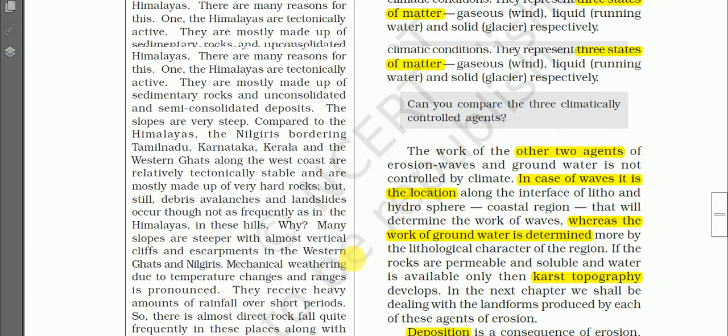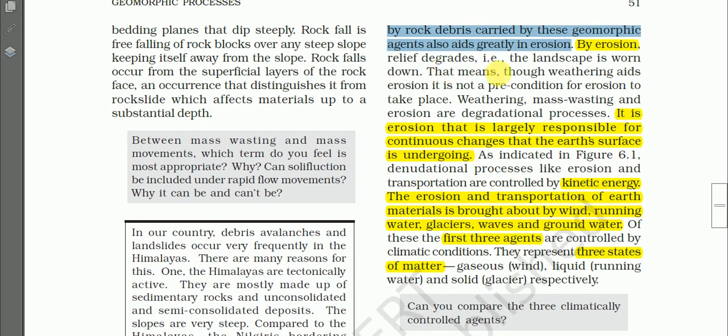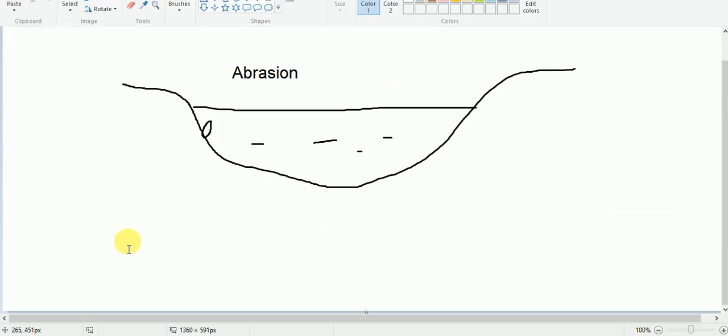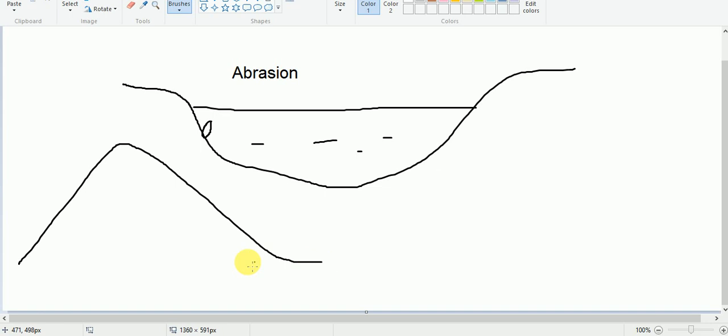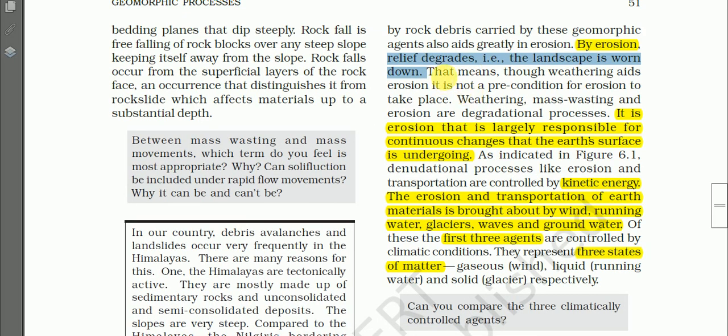So abrasion, as I told you, helps in the erosion process. By erosion, relief degrades. Because of erosion, highlands are degraded, that is, the landscape is worn down. See here, this is a relief, let us say, and because of erosion, this highland is worn down in this way, and ultimately it may become a plain area. So by this erosion process, relief degrades, the height of places decreases, that is, the landscape is worn down.